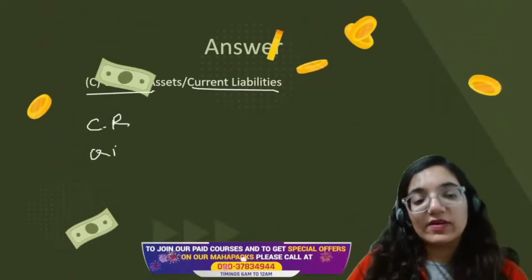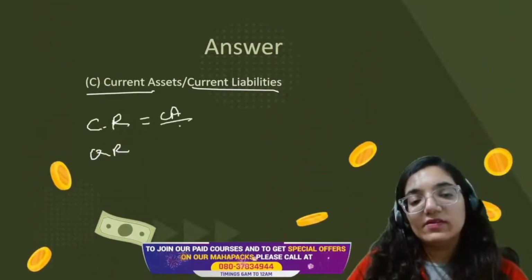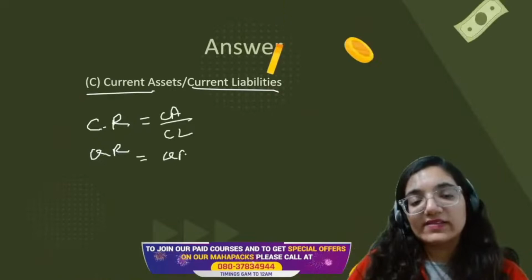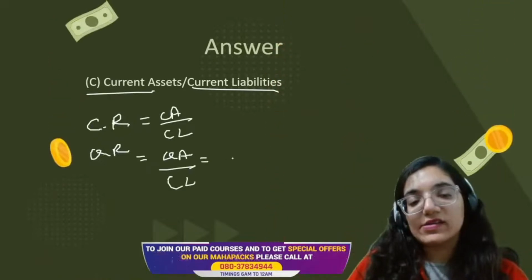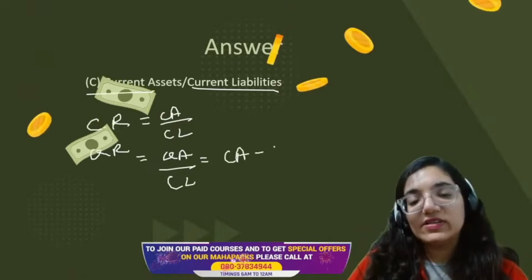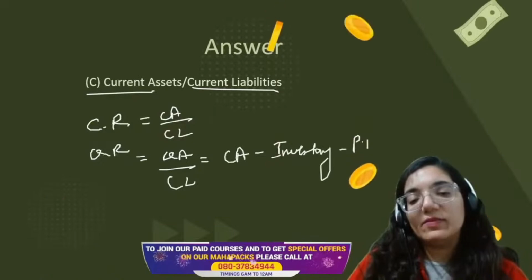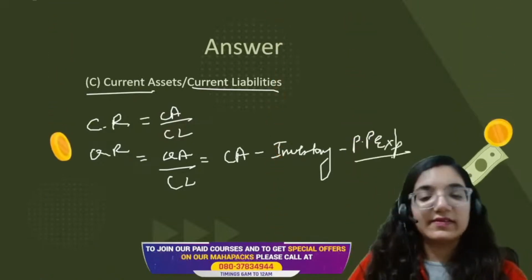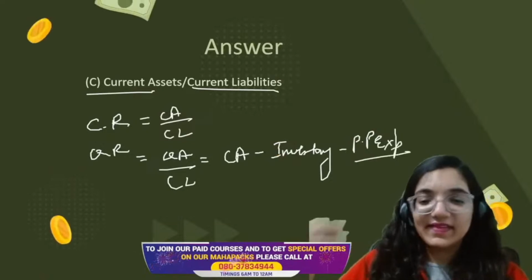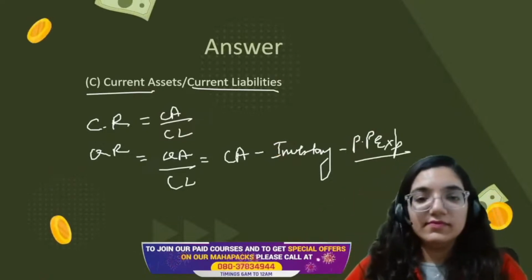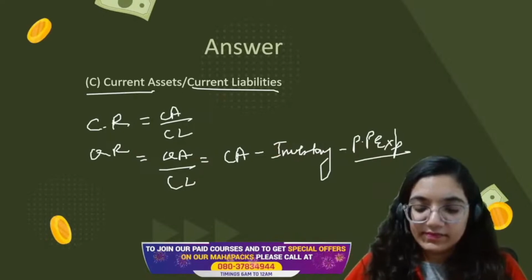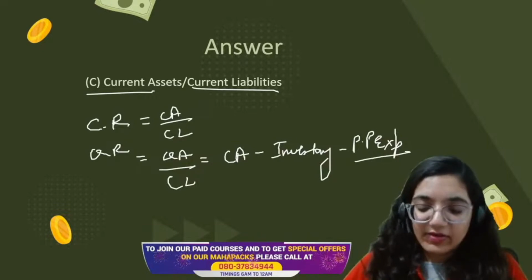If I'm looking for quick ratio, it is going to be quick assets upon current liabilities, where quick assets is current assets minus inventory minus prepaid expenses. Done, everyone? I hope you're noting down.